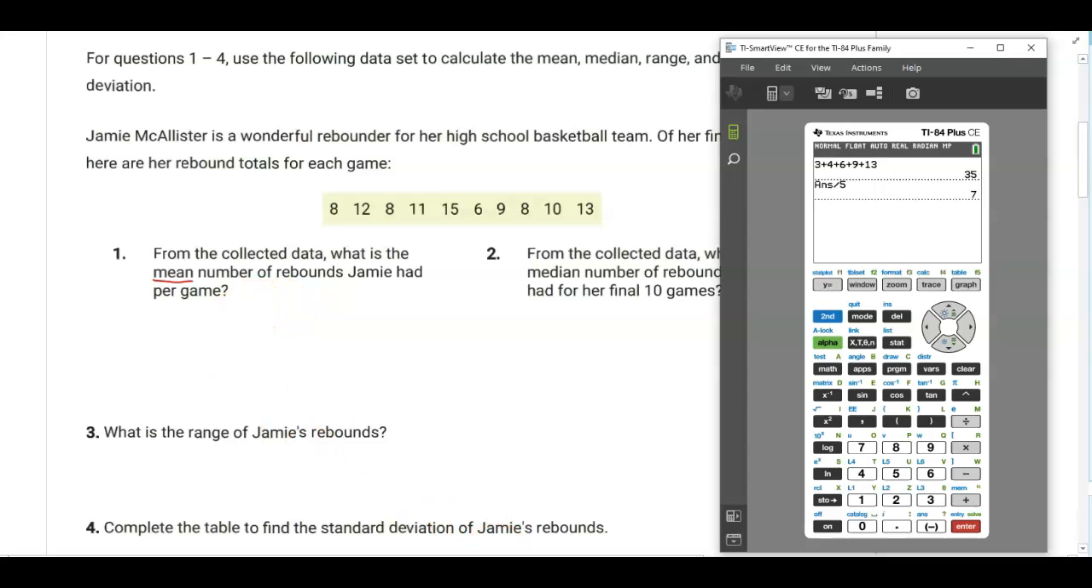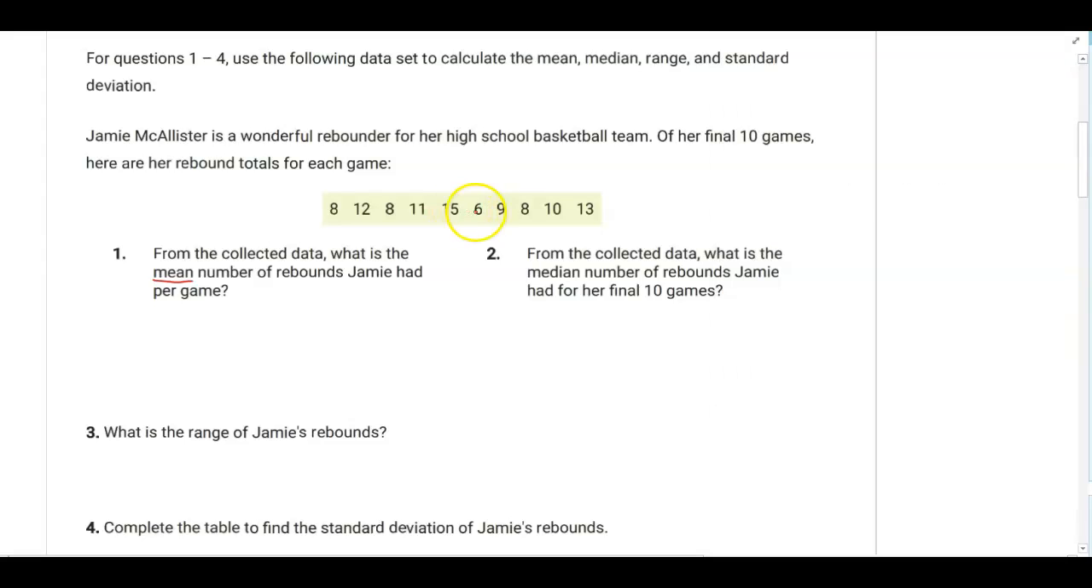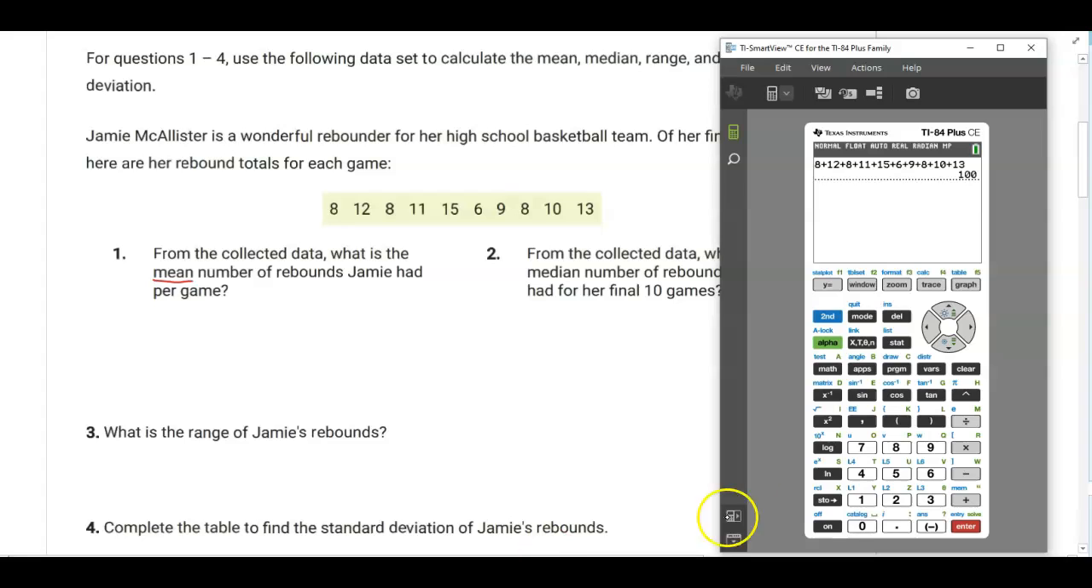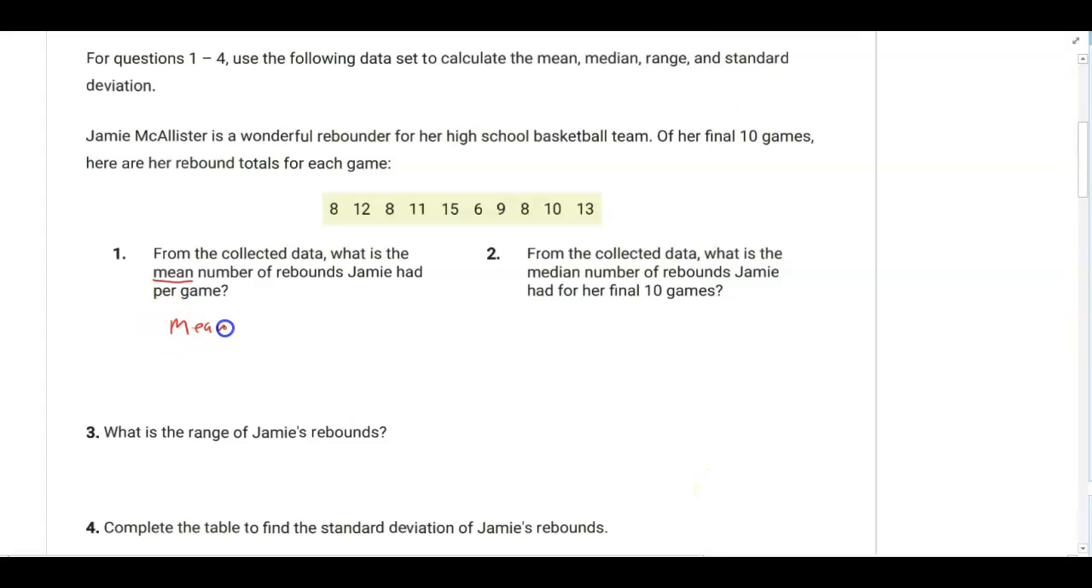So what we're going to do is add up all these values. So we're going to go 8 plus 12 plus 8 plus 11 plus 15 plus 6 plus 9 plus 8 plus 10 plus 13. When I hit enter, I get 100. Now, 1, 2, 3, 4, 5, 6, 7, 8, 9, 10. So when I divide that by the number of pieces, I get 10. So the mean here is 10.